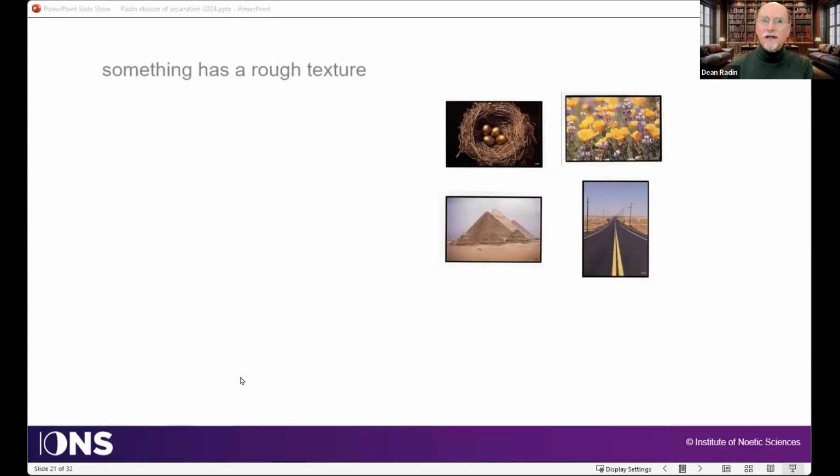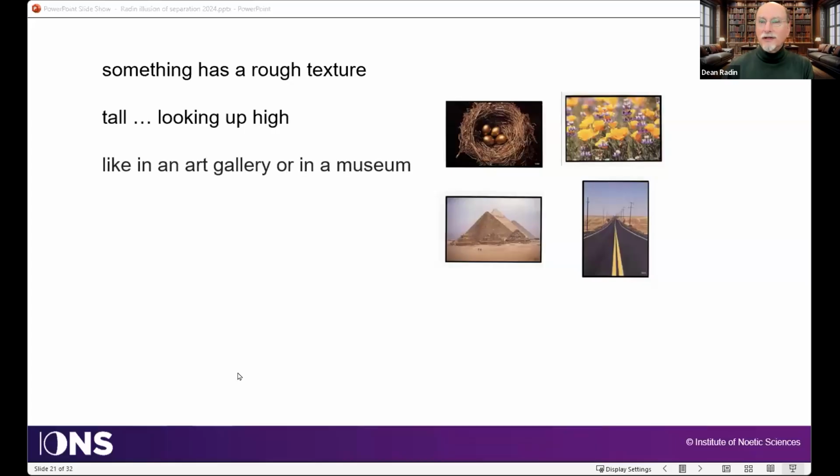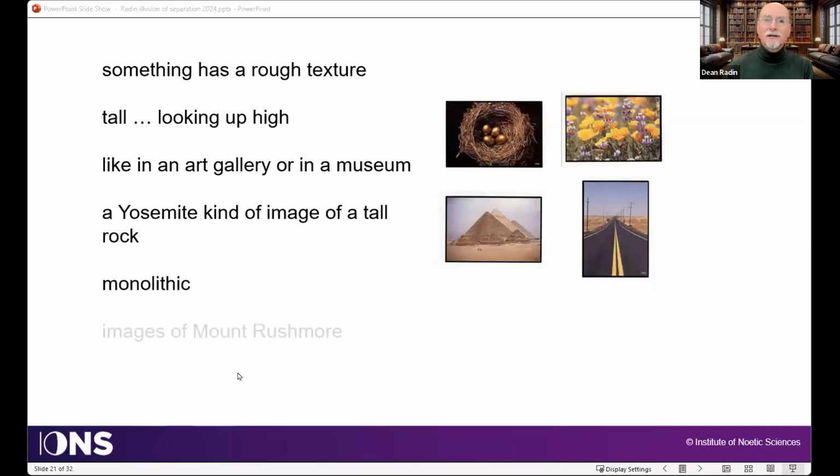And so this is what Gail said. Something has a rough texture, tall, looking up high, like in an art gallery or in a museum, a Yosemite kind of image of a tall rock, monolithic, images of Mount Rushmore, and Half Dome, like a big stone. And since Gail is on the call today, you can ask her later what it actually felt like from the inside to get those impressions, because she had no idea what the image was that was being sent.